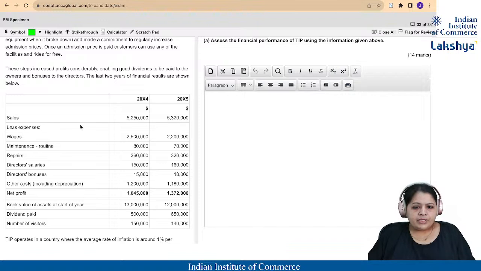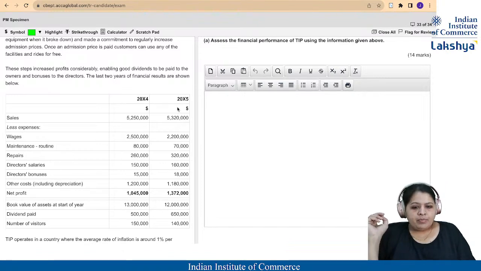Net profit has increased. Again, the same reason of cutting down on cost and increasing the admission prices. Book values of the assets have deteriorated. It shows that there are no new assets that the company has purchased in this one year. Dividends have been paid extra, as it says it wants to capitalize. It is showing up here. Visitors have decreased. That shows that the company's demand has decreased, but this increase in the sales revenue is predominantly because of the increase in the admission price.